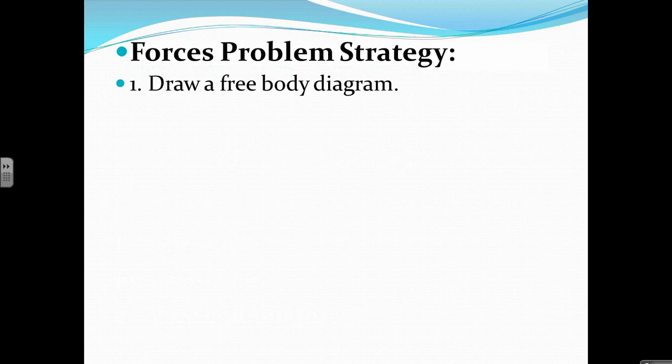When we're trying to solve a forces problem, F equals ma, we still want to work with our free body diagrams. So our first step is drawing a free body diagram. This may not be necessary if there's only one force acting on your object, and if that force is already acting in the vertical or horizontal direction.